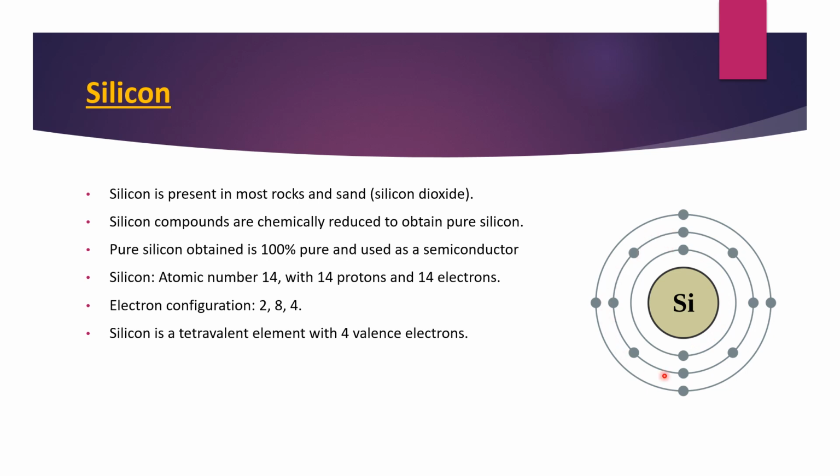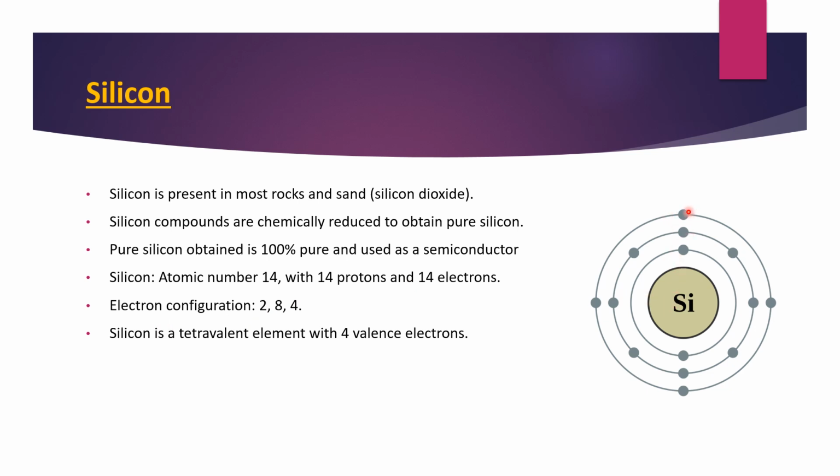The second shell has a maximum number of electrons of 2n squared, where n is equal to 2. 2 squared is 4, into 2 is 8. So 8 electrons. 8 plus 2 is 10, but the atomic number is 14. So the remaining 4 electrons will be in the outermost shell. The outermost shell is known as the valence shell, and the electrons in the outermost shell are known as valence electrons. So the electronic configuration is simple: 2, 8, and 4.